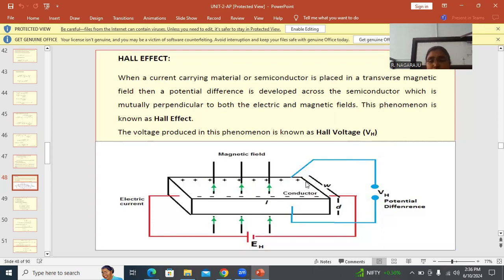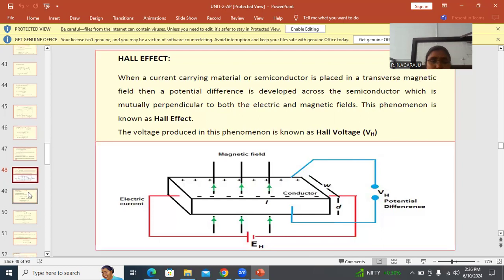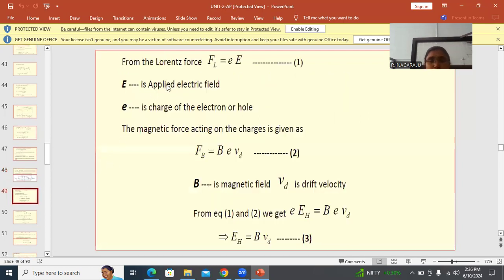So this is the circuit diagram. If you are observing, all the negatives will be on one side and the positives on the other side. From the Lorentz force, FL is equal to e into E, where E is the applied electric field and e is the charge of the electron. And when you apply the magnetic field on the charge, FB is equal to B e vd, where vd is the drift velocity and B is the magnetic field.